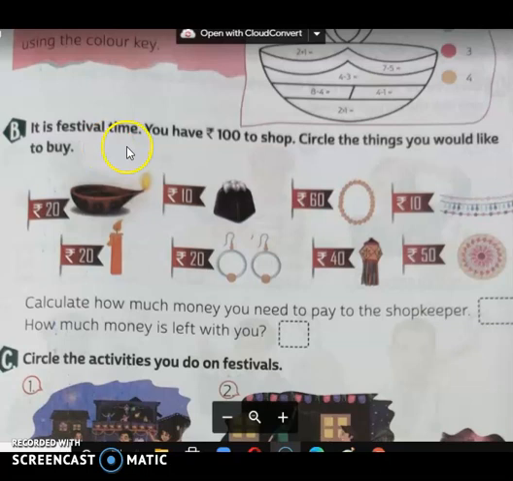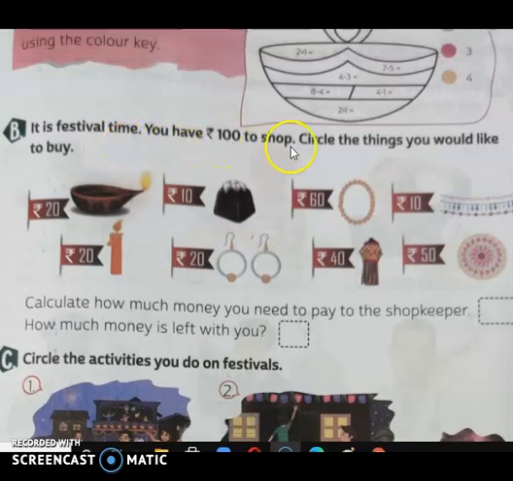It is festival time. You have 100 rupees to shop. Circle the things you would like to buy. First, I want you to select items and circle. Later, you have to add the amount. This is the amount given.